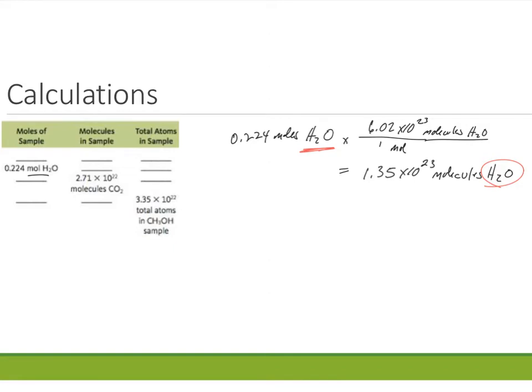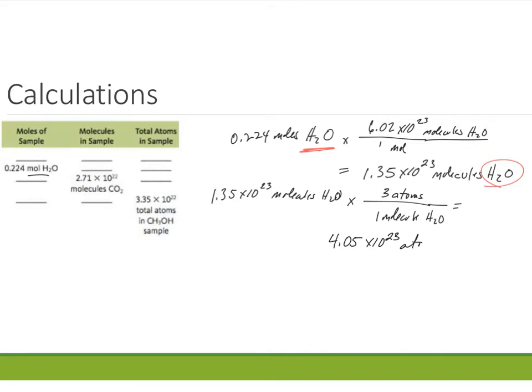Now let's move to the next: total atoms in the sample. So if I've got 1.35 times 10 to the 23rd molecules of water, now I want to find the total number of atoms. So in one molecule, I need to have molecules cancel. One molecule of water, how many atoms are present? Well, we've got 2 hydrogen and 1 oxygen, so a total number of 3 atoms present. And when we do the math on that, we get 4.05 times 10 to the 23rd atoms.